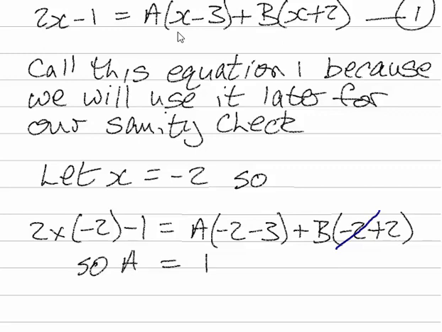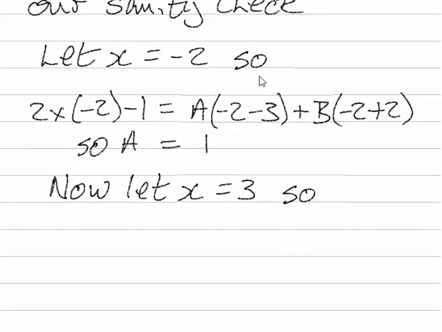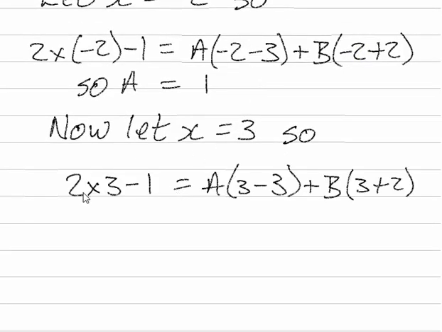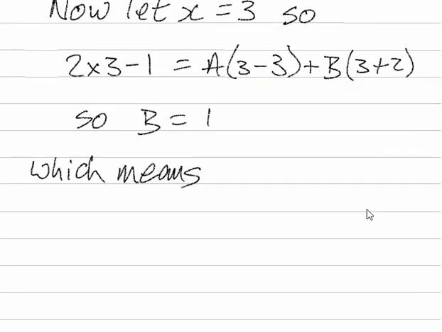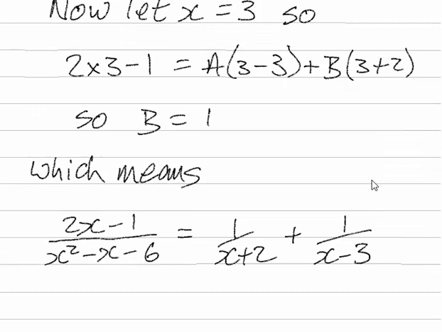Now we're going to let x equal 3 to make this bracket become 0. So now we've got 2 times 3 is 6 minus 1 is 5. This bracket disappears and we've got 3 plus 2 is 5. So that means that b is equal to 1. So now we can write 2x minus 1 over x squared minus x minus 6 is equal to 1 over x plus 2 plus 1 over x minus 3, which is what we expected.